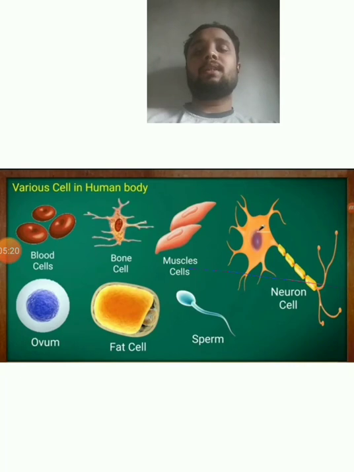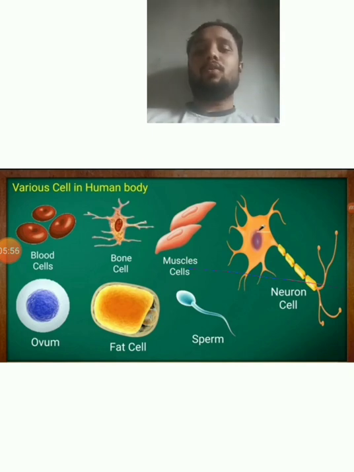In this chapter, we are discussing various cells in the human body. What are the various cells? Such as blood cells; blood cells produce blood in our body. Then bone cells, which produce bone, and muscle cells. Then neuron cells, or nerve cells, which are the longest cells in our body. You need to understand the nerve cell.